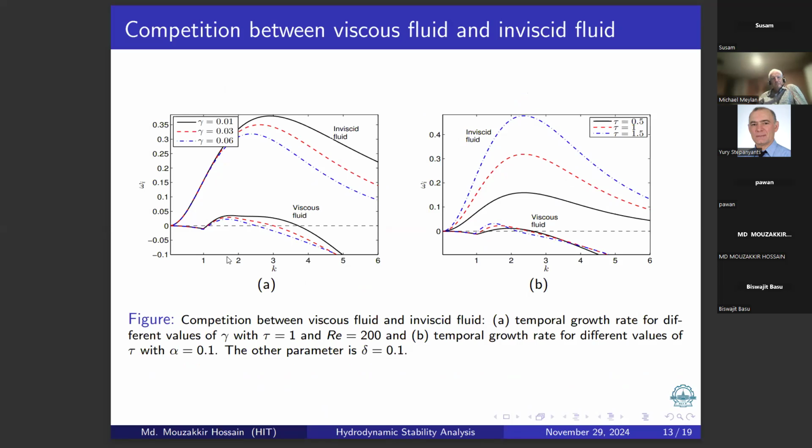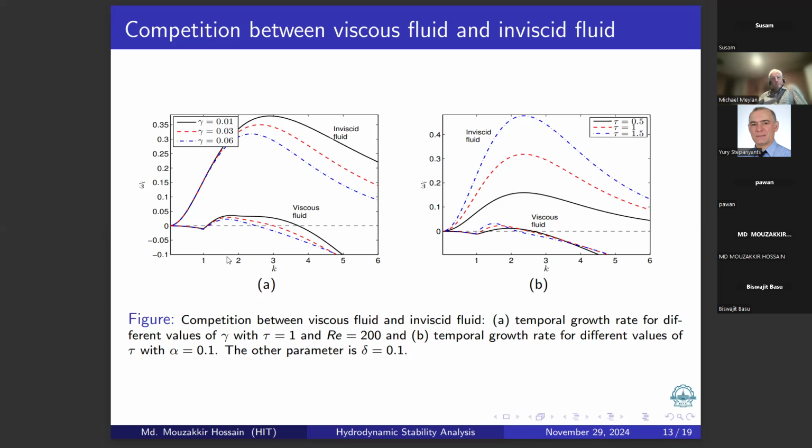And this is the comparison between the viscous fluid and inviscid fluid for different uniform thickness of the floating elastic plate. In figure A, we have plotted the inviscid fluid growth rate and the viscous fluid growth rate. You can see that viscosity has a damping effect. Inviscid flow is very difficult to control in terms of surface wave instability, but for viscous fluid, the growth rate is very low as compared to the inviscid fluid. The uniform thickness of the floating flexible plate decreases the maximum growth rate and makes the inviscid fluid stable, and for viscous fluid also it makes it stable.